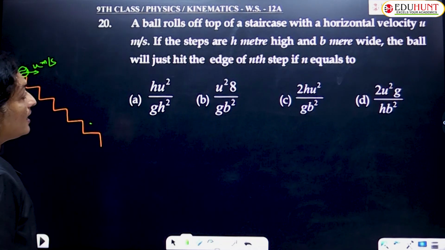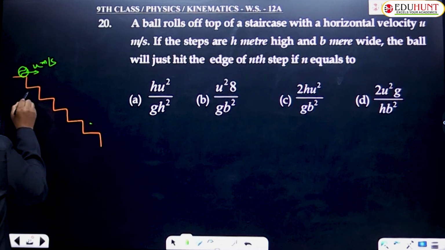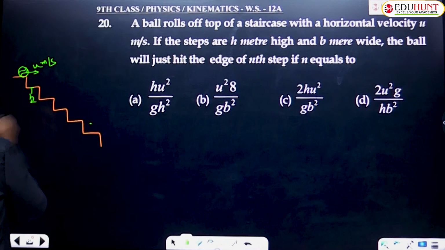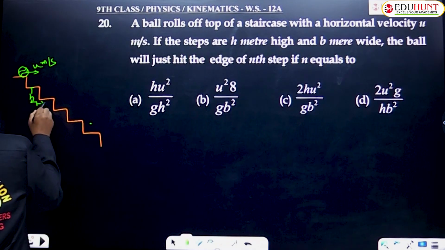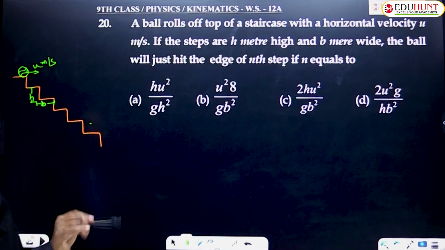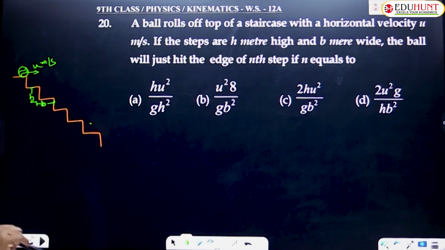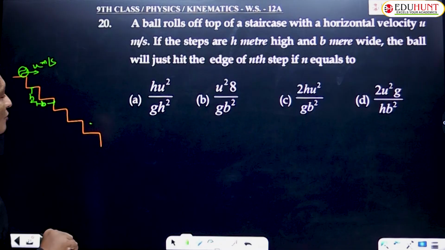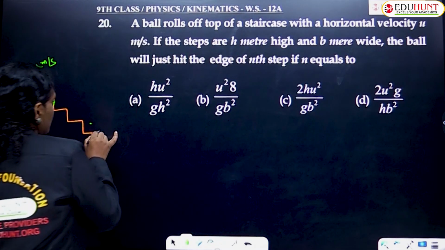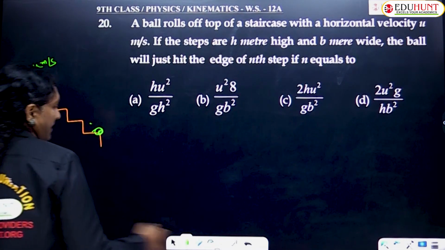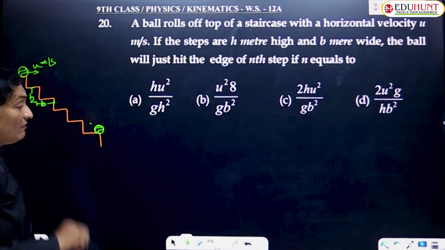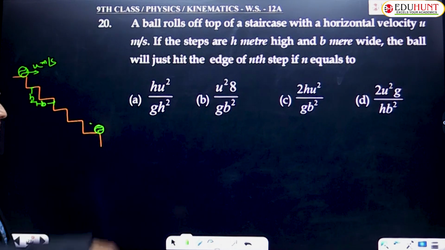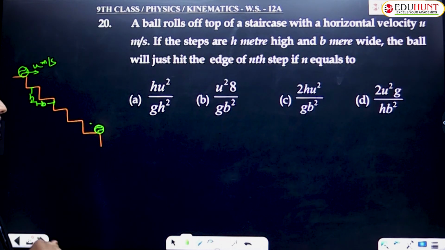If the steps are each of height h meters and b meters wide, each step has a width of b meters. The height of each step is h and the width of each step is b. The ball will just hit the edge of the nth step. The ball has to come here. During what case, when the value of n is equal to? You are asked to find the value of n, isn't it, children?